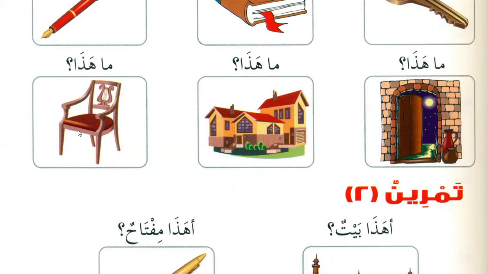When do we use بيتٌ and بيت? It always confuses. In the middle of the sentence, we use بيتٌ. At the end of the sentence, we use بيت. Ah, okay. Oh, شكرا. هذا بيت. ما هذا؟ هذا كرسي.